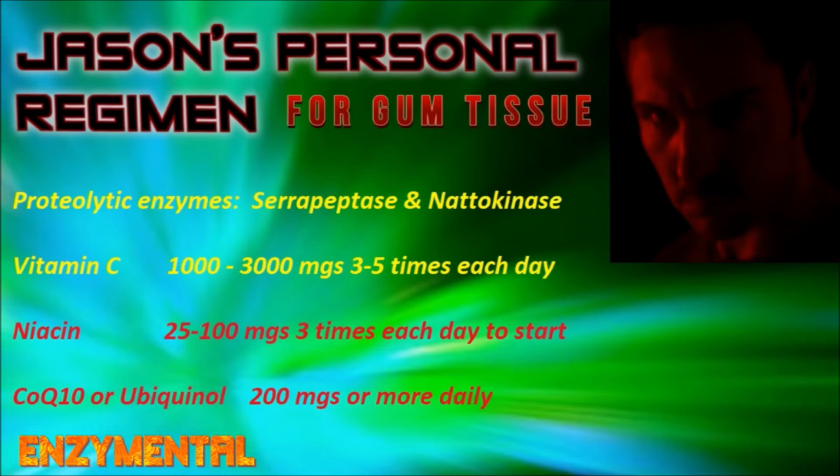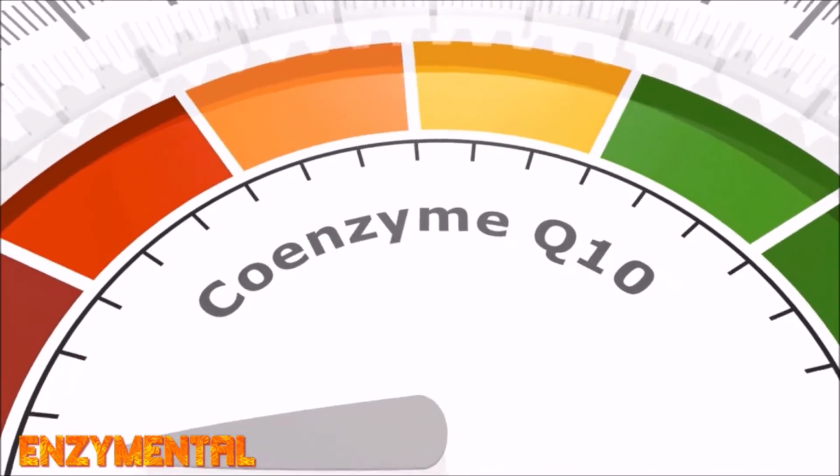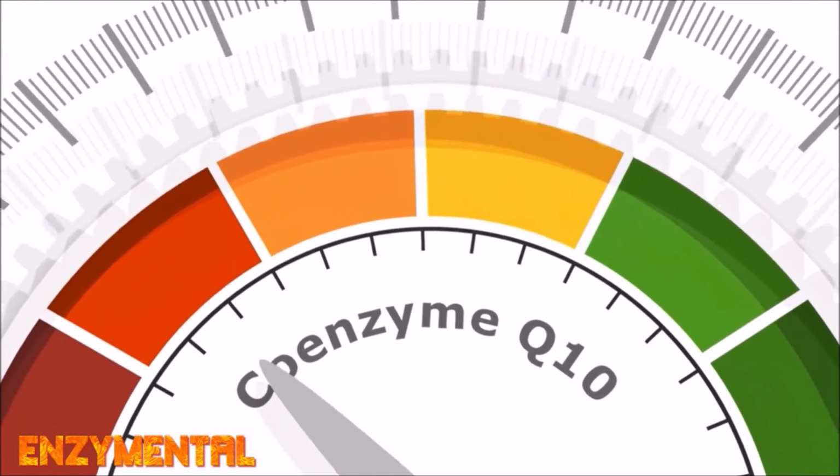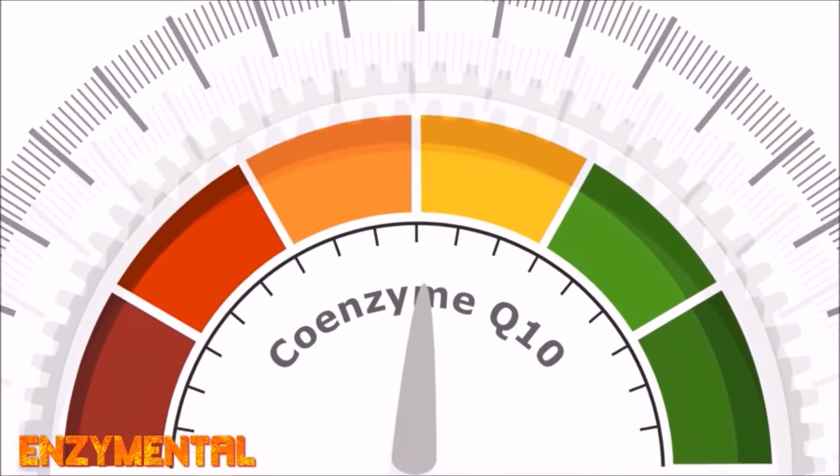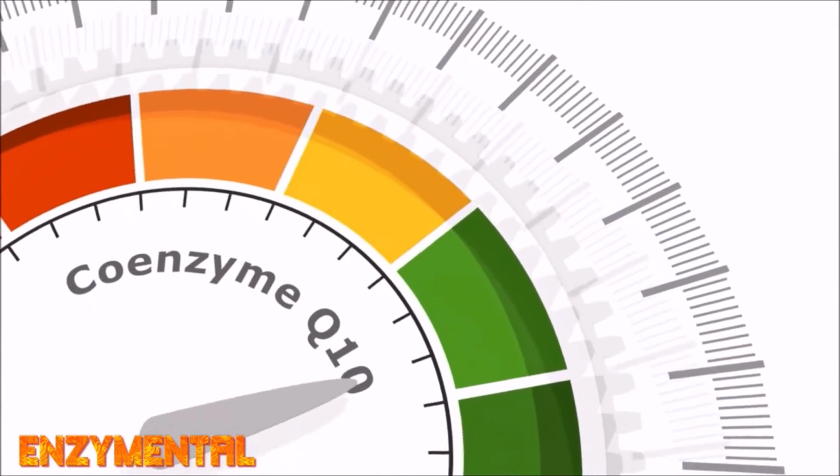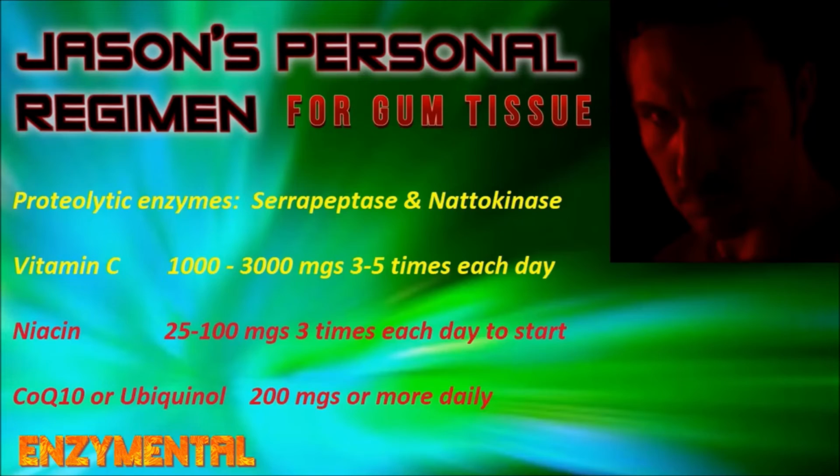CoQ10, or even its active form ubiquinol, is also enormously supportive of gum tissue integrity, among countless other benefits, as a severe deficiency of CoQ10 is common in the gum tissue of those with periodontitis. Try around 200 to 400 milligrams each day with food. CoQ10 does provide some substantial energy, so try taking it in the morning.